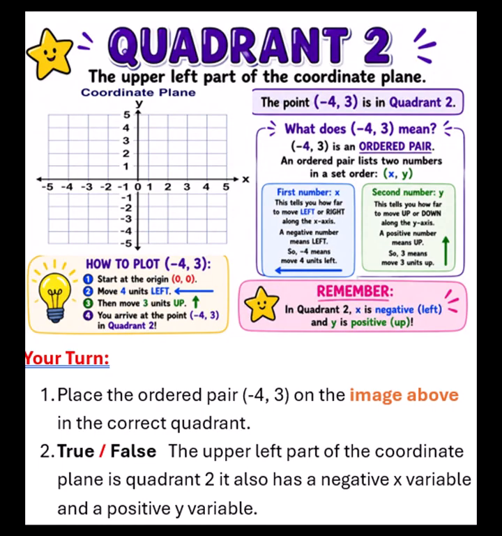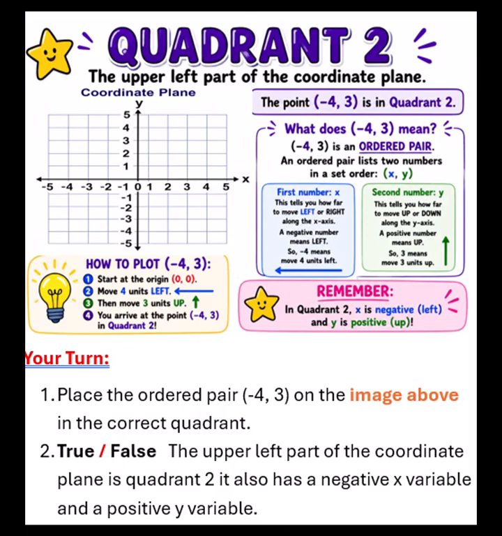Now let's move on to quadrant 2, the upper left part of the coordinate plane. Where's that? Right over here. This is quadrant 2, so that's where we are working right now. The point, the ordered pair (-4, 3), is in quadrant 2.